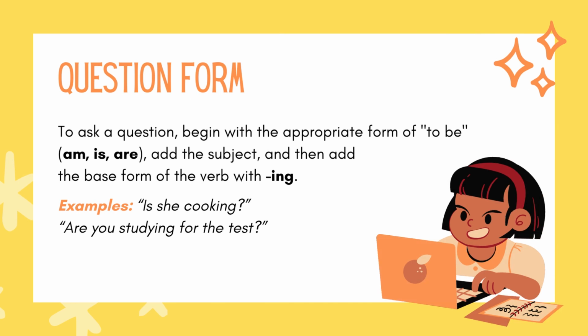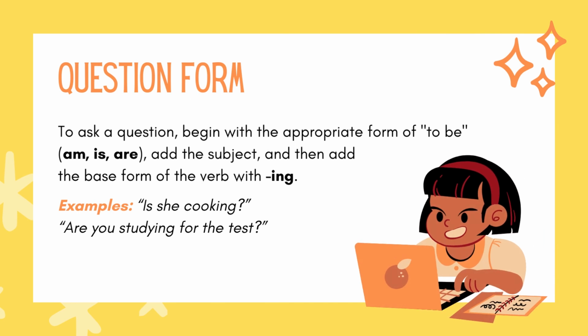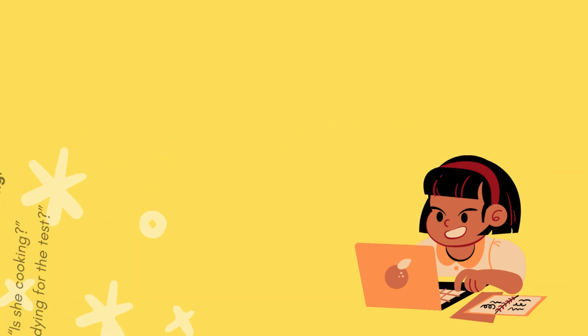Question form. To ask a question, begin with the appropriate form of to be: am, is, are, add the subject, and then add the base form of the verb with ing. Examples: is she cooking? Are you studying for the test?